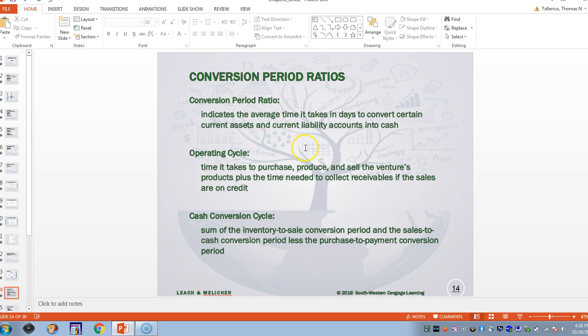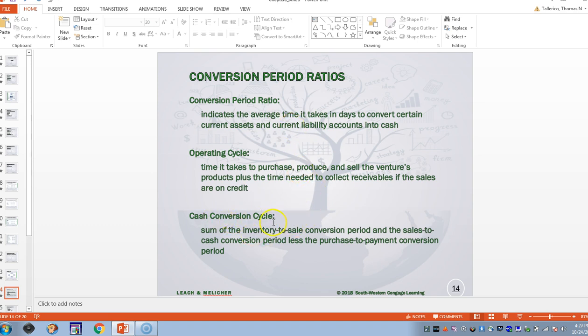And the operating cycle, and you should know the definition of this, right? And don't confuse this definition with that definition. The operating cycle is the time it takes to purchase, produce, and sell the venture's products, plus the time needed to collect receivables if the sales are on credit. Okay? So these have 2 very distinct definitions. Put these on your sheet.